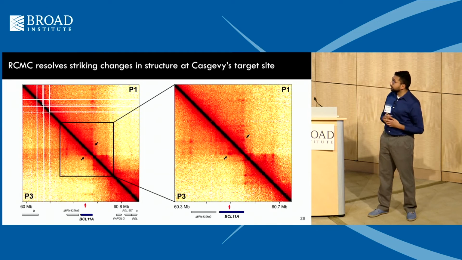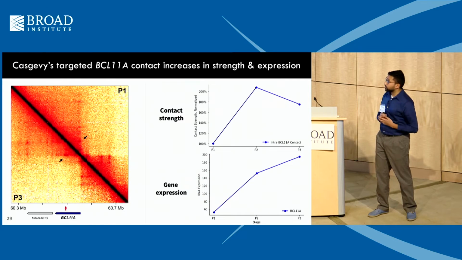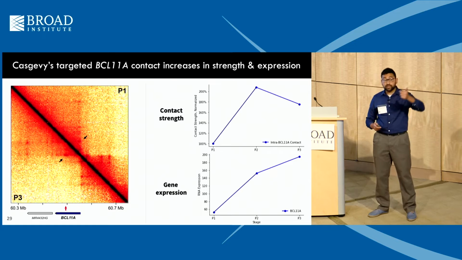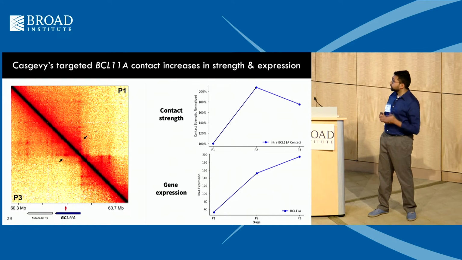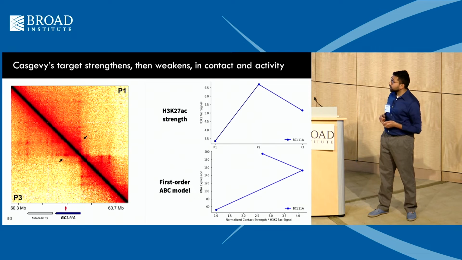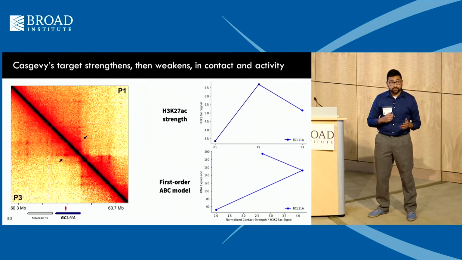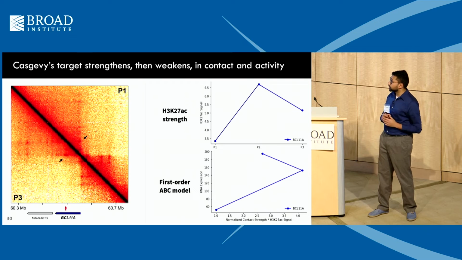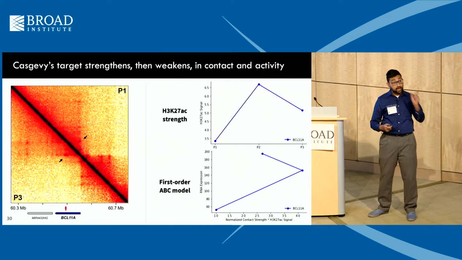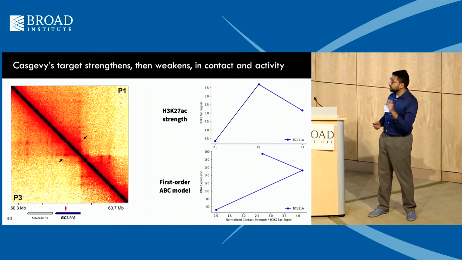And so if we zoom in a little further, you can see that with just a little bit more clarity. And so if we run the same analyses we ran before, looking at contact strength, we see contacts, once again, increase in strength before decreasing from P2 to P3, and the gene expression monotonically increases. And so when we add in the H3K27 acetylation signature and we generate our first order ABC model, once again, we do see a positive correlation between the product of the contact intensity and H3K27 acetylation signature against RNA expression.